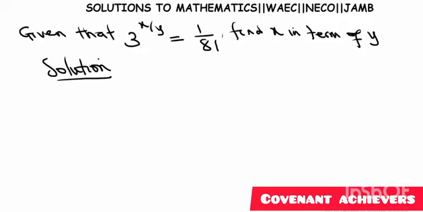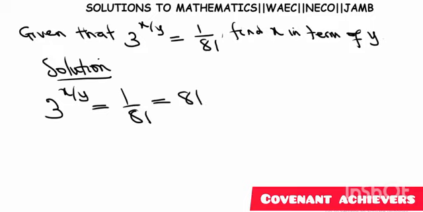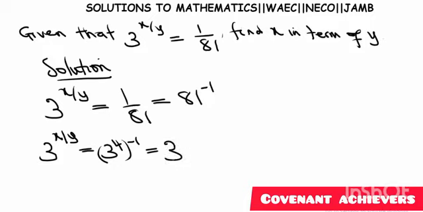So the question is 3 raised to power x over y is equal to 1 over 81. And 1 over 81 is also equal to 81 raised to power minus 1. So here you have 3 raised to power x over y equals 81 in terms of 3, which is 3 raised to power 4, then brackets minus 1. And this will give us 3 raised to power 4 times minus 1, that is minus 4.